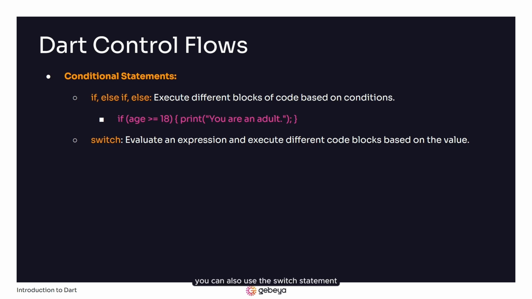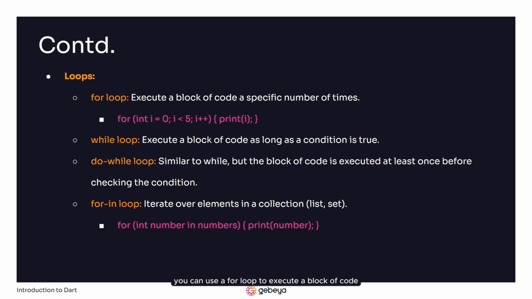You can also use the switch statement to evaluate an expression and execute different blocks of code depending on its value, making it cleaner when handling multiple conditions. For repeating tasks, Dart offers loops. You can use a for loop to execute a block of code a specific number of times. For int i = 0; i < 5; i++, print i.